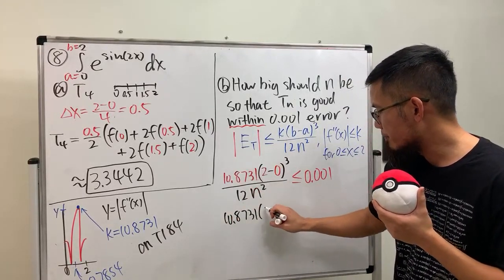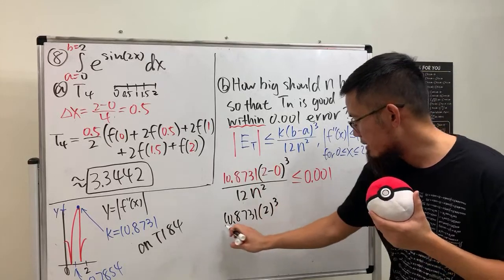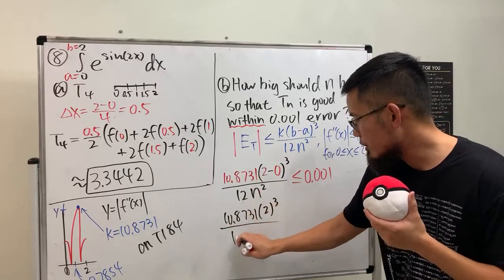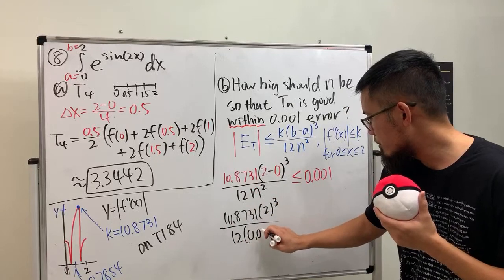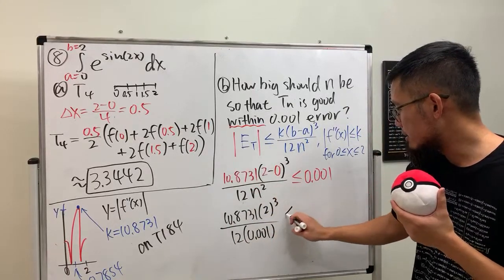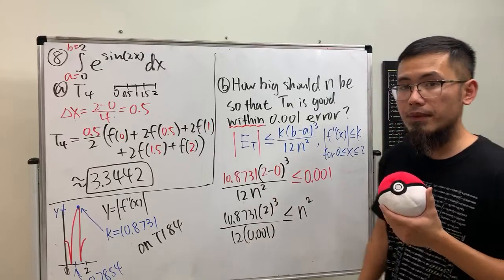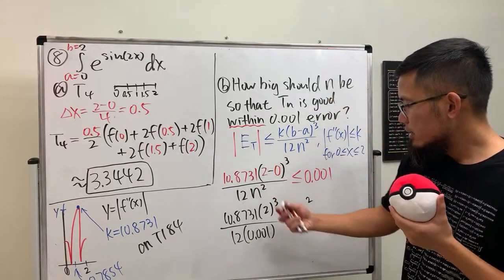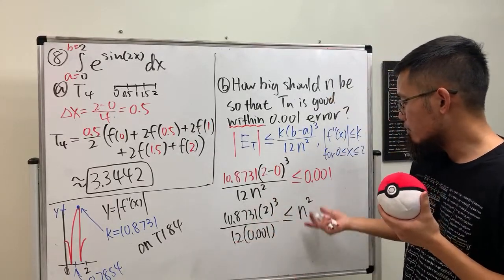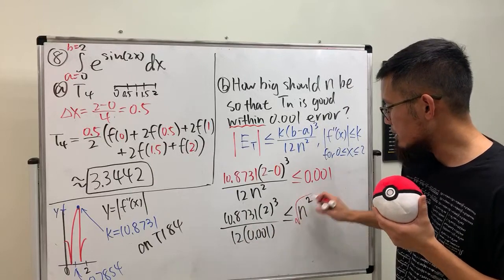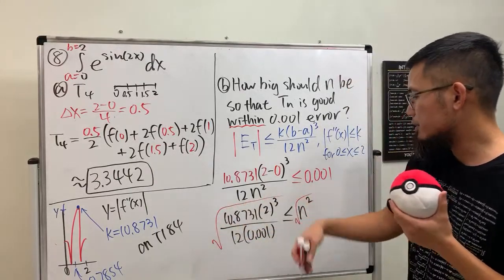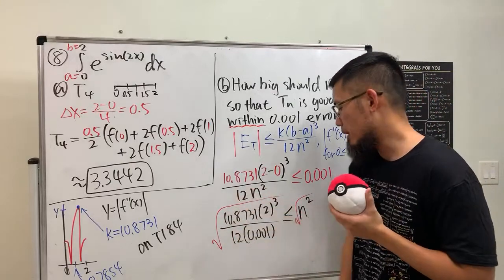And we have 10.8731 times 2 to the third power, divide this here. And I will also keep the 12 down here, 0.001. And then this is less than or equal to n squared. Now notice, the left hand side is positive, and all we have to do is just take the square root on both sides. And just care about the positive square root, of course, because n needs to be positive.